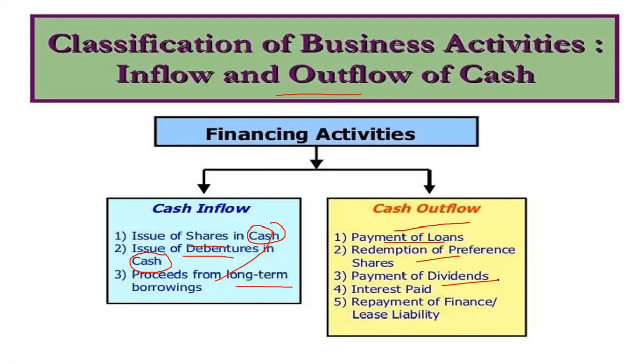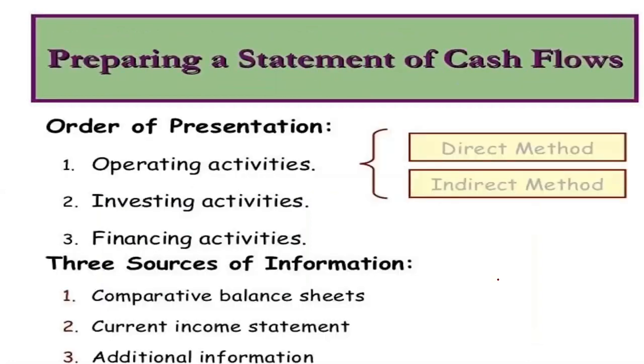These can be finance related activities of the cash flow statement. Okay, now learning how to prepare a cash flow statement. Generally the order is like, first we have to see cash inflow and outflow from operating activities, then from financing activity, and then from investing activity, and lastly from financing activity.